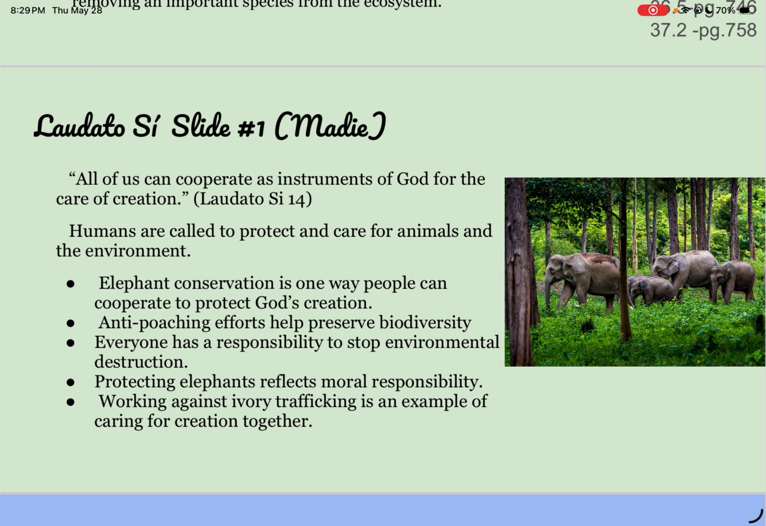Protecting elephants reflects more responsibility in how we care for our environment. Working against ivory trafficking is an example of caring for creation together.